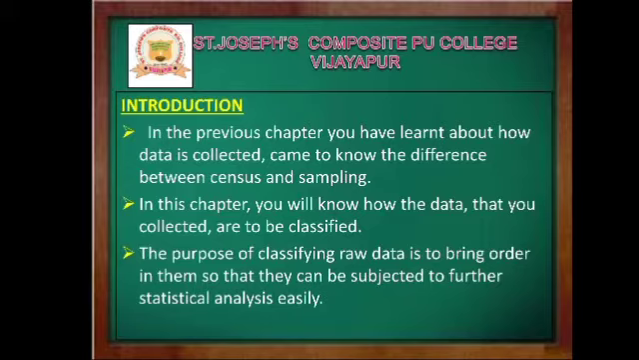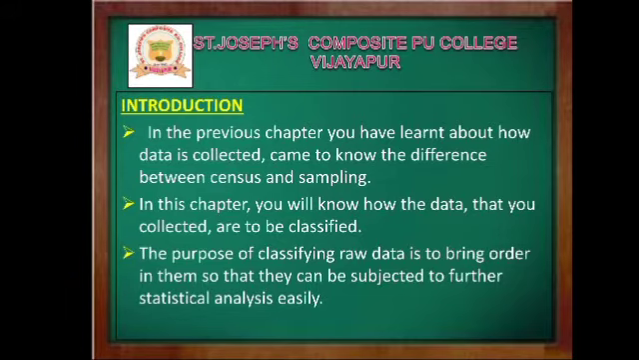As I already mentioned, in the previous chapter you learned how data is collected and also came to know about the differences between census and sampling method. Dear students, you should revise the census method and the sample method, and also the two sources, primary sources and secondary sources, and the modes of collection of data like personal interview, mailing questionnaire method, telephone interview method. So these are the methods of collecting the data.